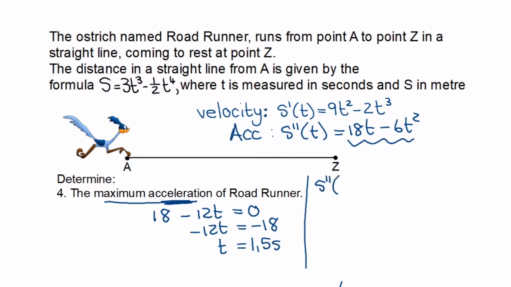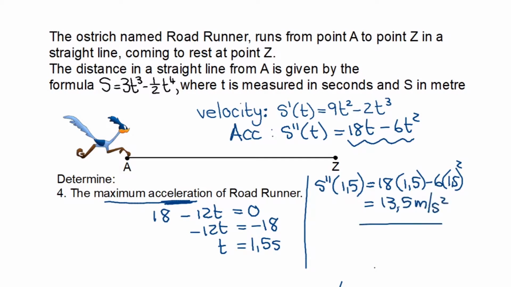That is not the maximum acceleration. That is when it will happen. So I'm going to use the acceleration formula and substitute the time when the maximum will happen. So I have to replace every t with 1.5 seconds. And I'll end up having 13.5 meters per square second.